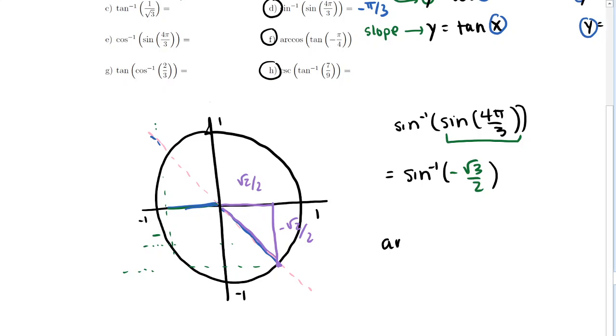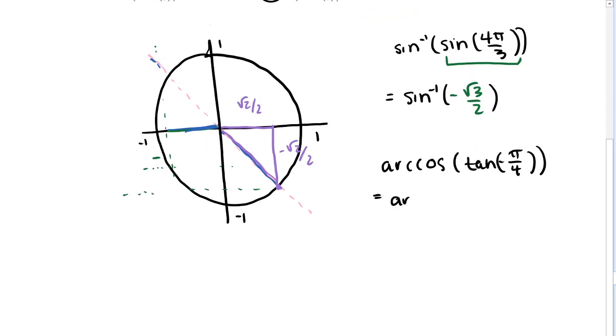So here we've got arc cosine. I always forget the second c when I write arc cosine. Arc cosine of tangent of negative pi over 4 is equal to, well, arc cosine of negative 1.